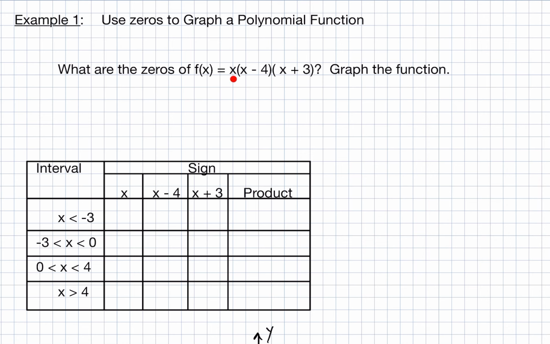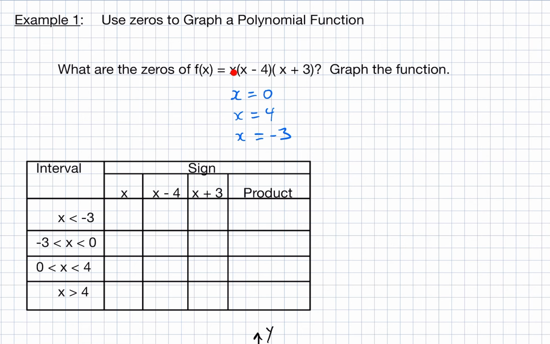f(x) is equal to x times (x minus 4) times (x plus 3). So the zeros of this function will be x equals 0, x equals 4, and x equals negative 3. And how did we get that? We have three entities: x, x minus 4, and x plus 3. In order for this function to equal 0, one of these three has to equal 0.